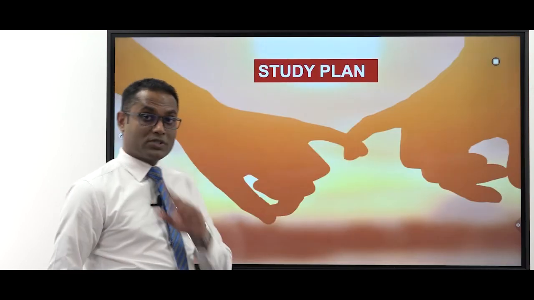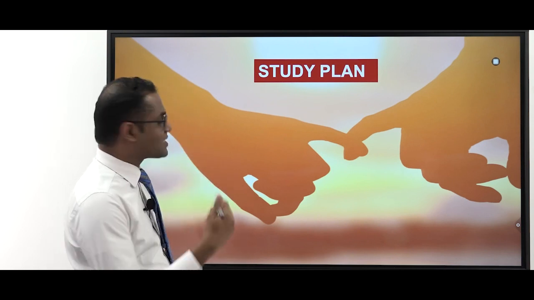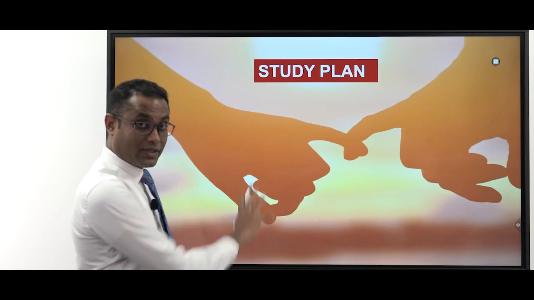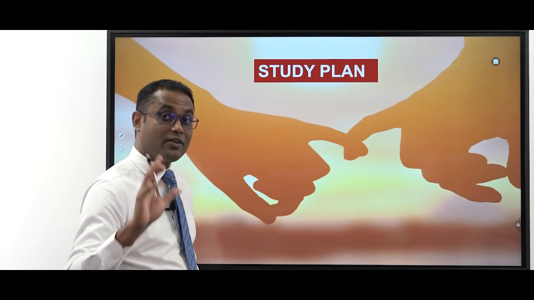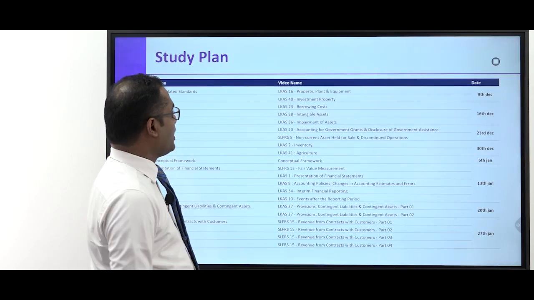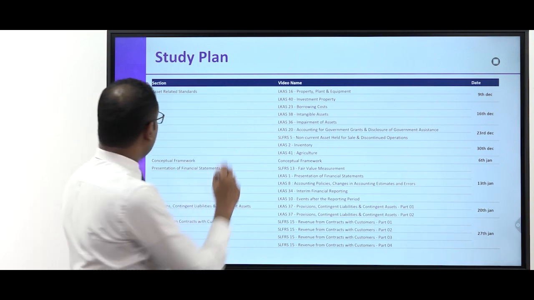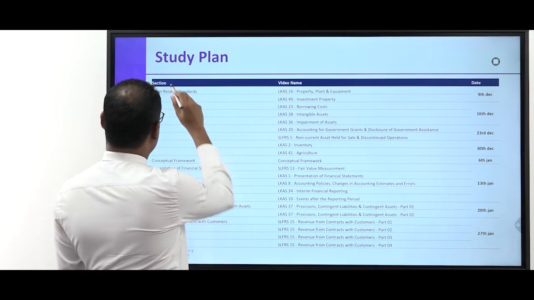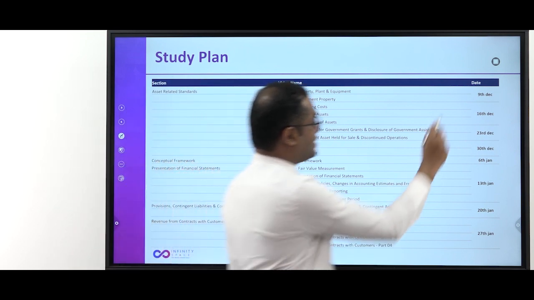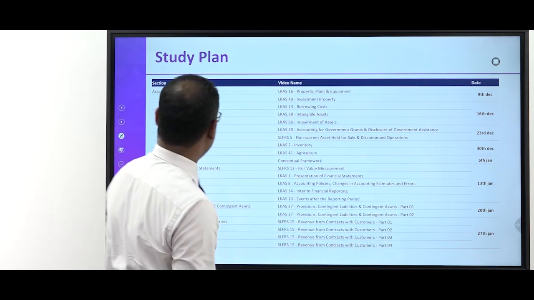Then the most important thing is, what is the study plan? How are we going to do this particular course? How are we going to complete the examination in June 2023 successfully? For that, this is the study plan I offer you. As per this, you have 3 columns: section, video name, and the date. This is your study plan.